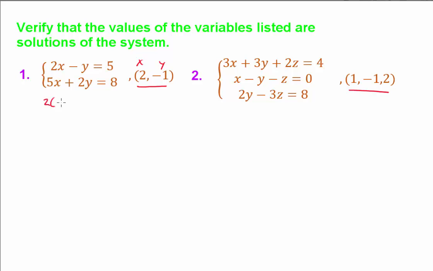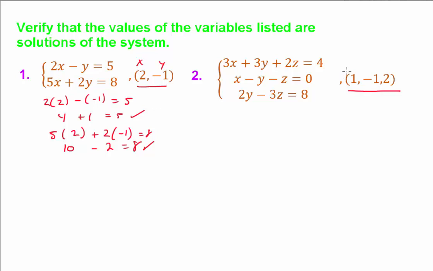So 2 times 2 minus -1 equals 5, which is 4 plus 1 equals 5, which does in fact check out. We'll do the same with the second equation. So 5 times 2 plus 2 times -1 equals 8. So this will be 10 minus 2 equals 8, which does in fact verify. So (2, -1) is a solution to our system of equations here for problem number 1.